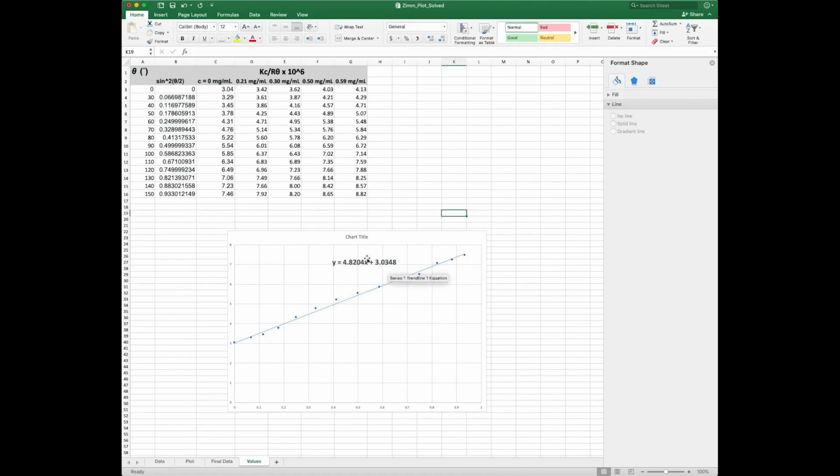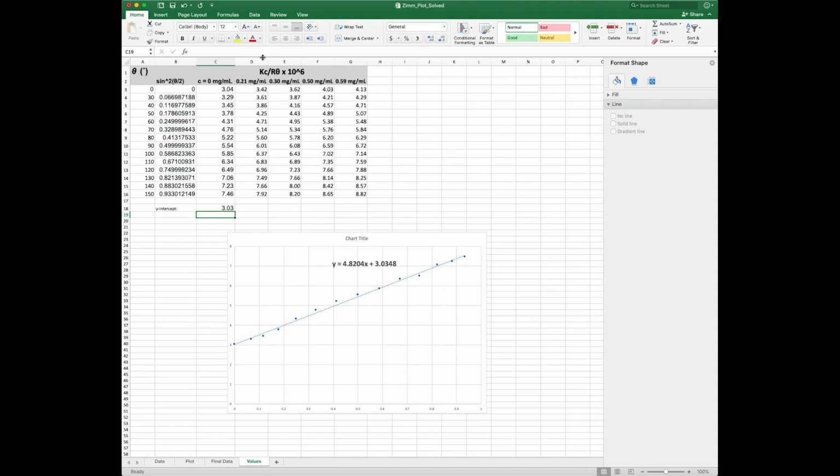Notice here that the y-intercept is 3.0348. So we're going to call the y-intercept here, let's keep our significant figures, let's keep it at 3.03. But notice up here what the y-axis is. It's Kc, K times c divided by R theta, times 10 to the 6. So what that actually means is that our y-intercept here is not 3.03, but it's 3.03 times 10 to the minus 6. So that's our value of the y-intercept. We got it from our least squares fit.